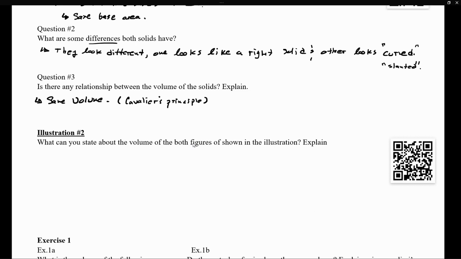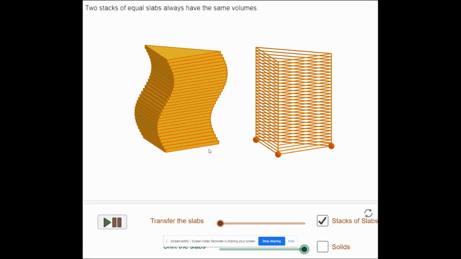And now for illustration number 2, it is still the same illustration, but with the second method that we were discussing. What can we state about the volume of both figures shown in the illustration? We have already discussed this, and we have already said that both figures have the same volume.